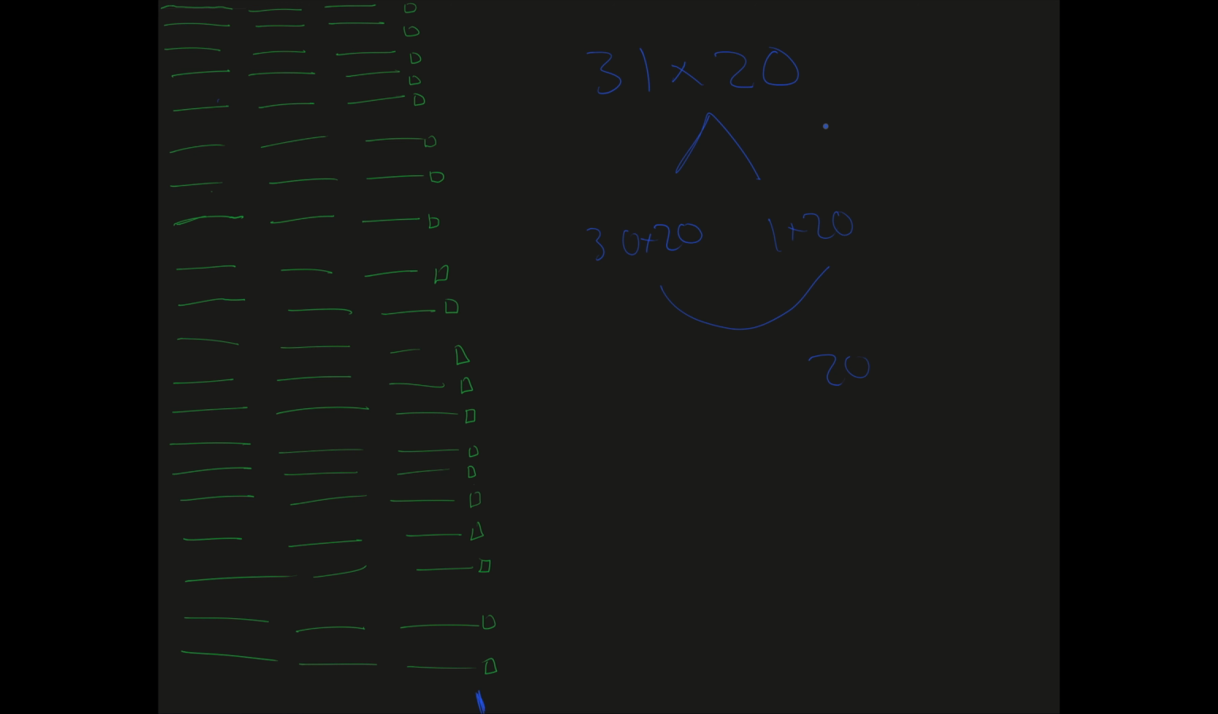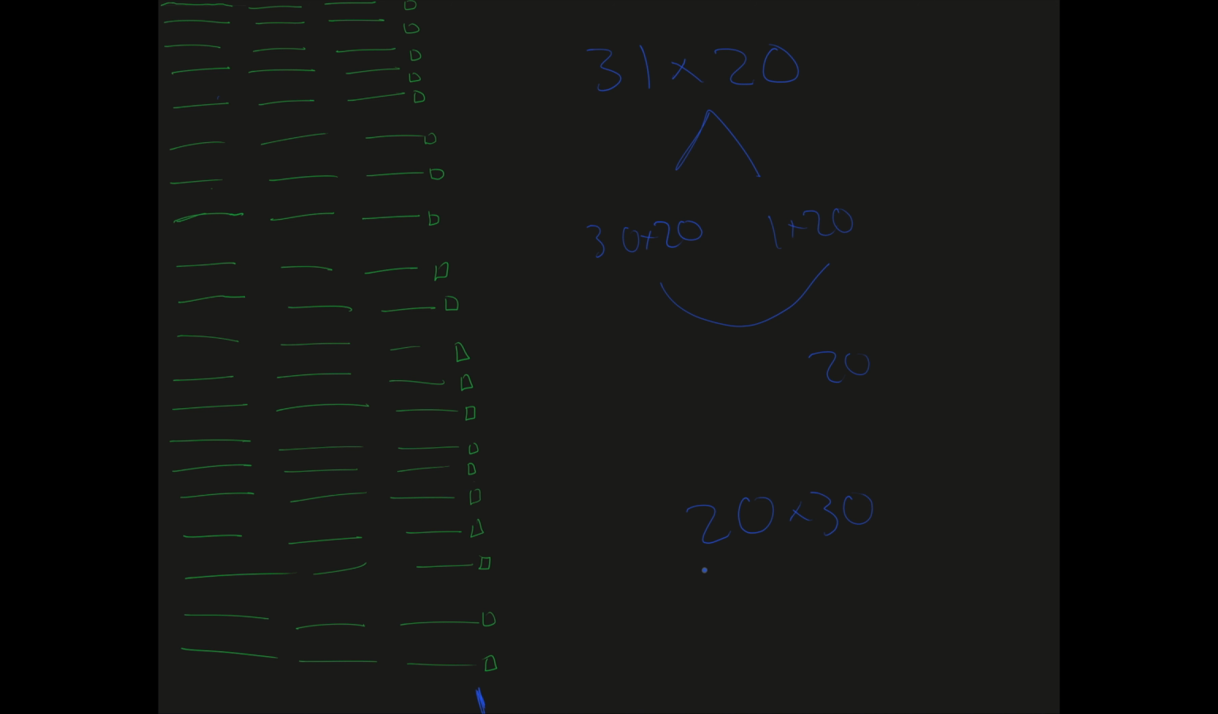20 times 30. What was the method for this? If you remember, we have 20 times 30. You do 2 times 3, which equals 6, and you carry over both the zeros. That's 600. So the second partial product is 600.